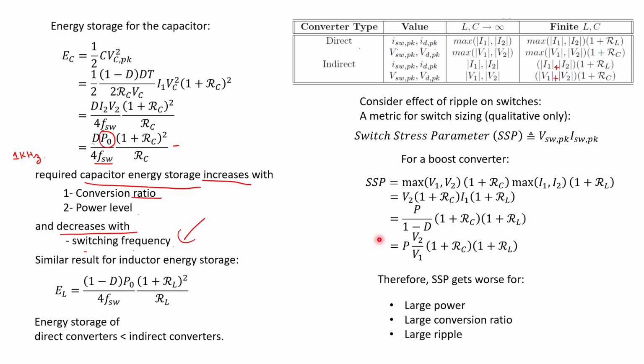And from here, what we can conclude on the switch stress parameter is that it gets worse for large power, large conversion ratio, and large ripple. Okay, this is very simple, right? Just three key things when you design, when you choose parameters, and because we say qualitative, you can get a feeling that your switch maybe gets so much stress or not.